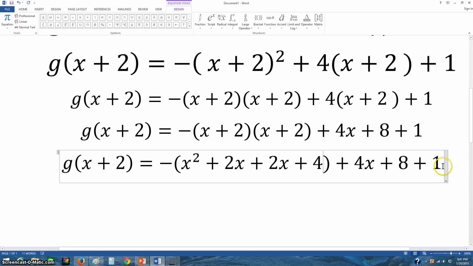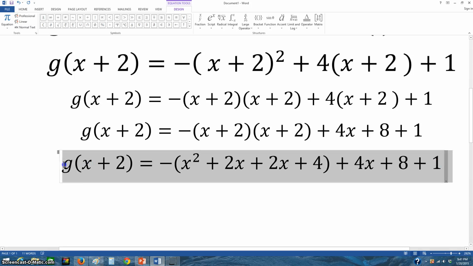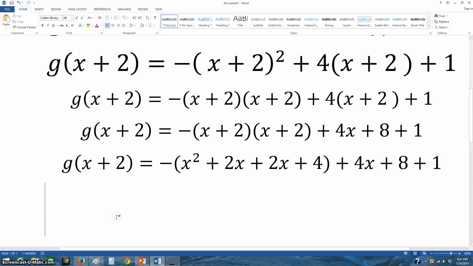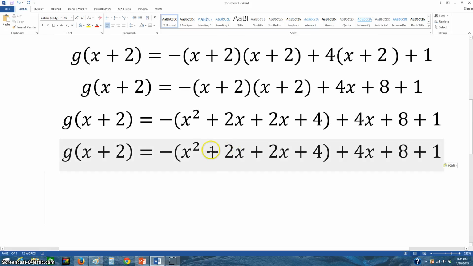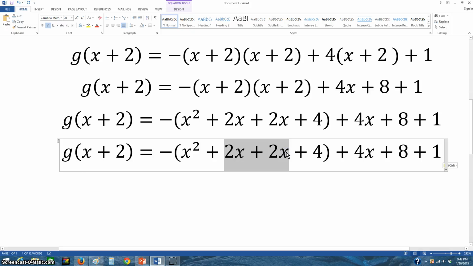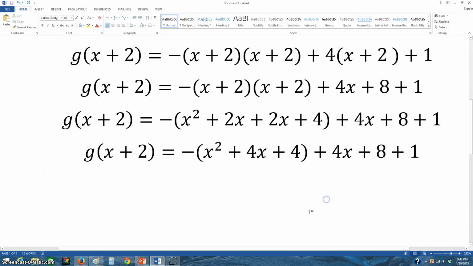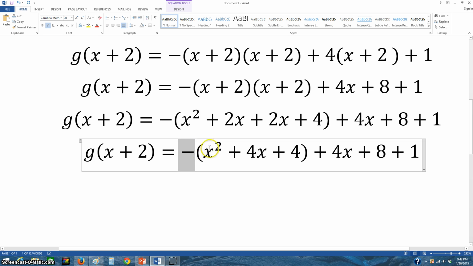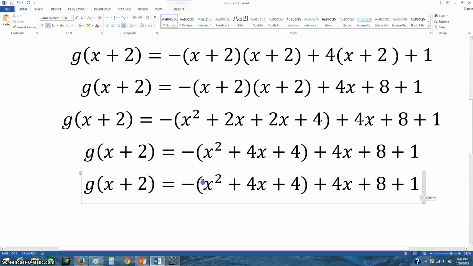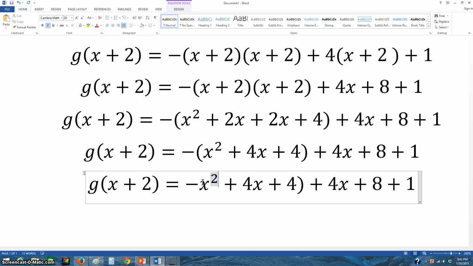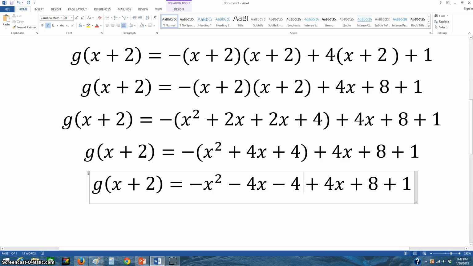Okay, after that, I'm going to go ahead and combine like terms on the inside of that parentheses because these two right here add up to be 4x. And then keep in mind, I am distributing this negative to the three terms inside the parentheses. So in other words, I get the following. I get negative x squared minus 4x minus 4. Then plus the rest of the stuff.